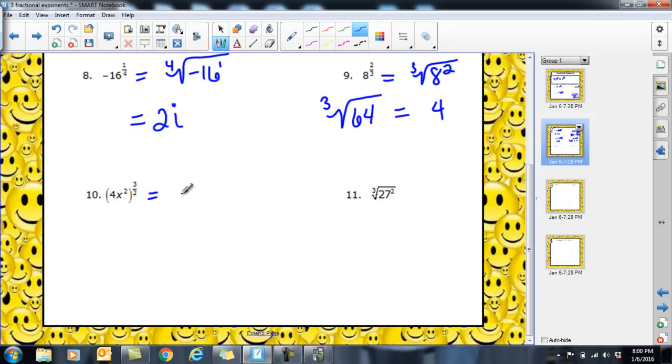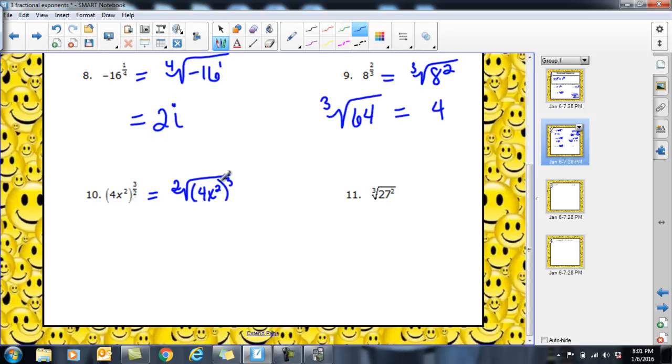So my base is 4x squared. So under my radical is going to go 4x squared. And my exponent on that is going to be a 3. So I have 4x squared to the 3rd. And that is all the square root. Well, you don't have to put the 2 because the square root is understood if it's not there, but you can put the 2 if it makes you feel better.